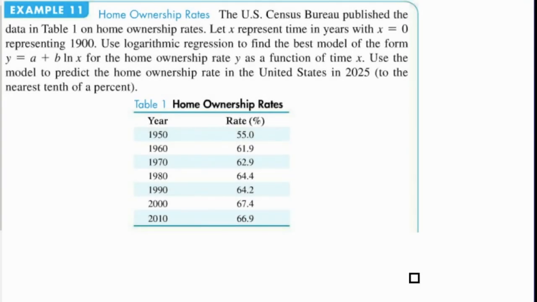And we'll finish with a regression problem. The U.S. Census Bureau published the data in Table 1 on home ownership rates. Let x represent time in years with x equal to 0 representing the year 1900. We're going to use a logarithmic regression to find the best model to fit the form y equals a plus b times log of x. So that form for home ownership rate y as a function of time x, we're going to use this model to predict the home ownership rate in the year 2025.